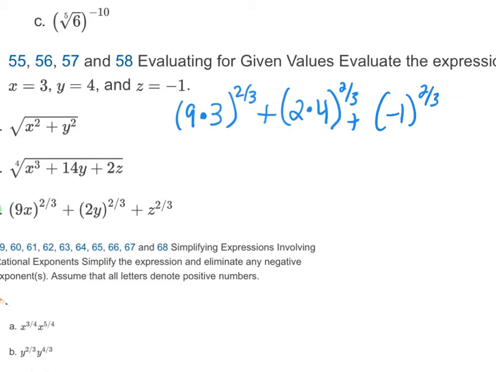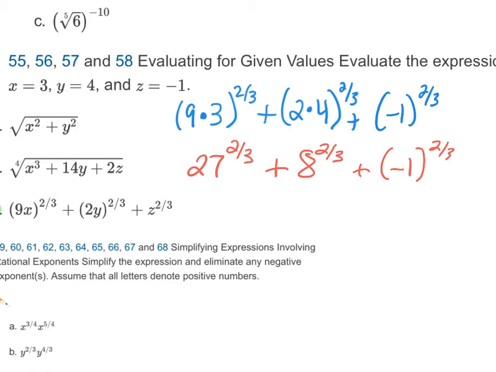Yes. Okay, so now order of operations, we work from the inside out, parentheses. So 9 times 3 is 27, so this is the same as 27 to the 2/3, plus 4 times 2 is 8 to the 2/3, plus negative 1 to the 2/3. I'm going to leave it like that for now.